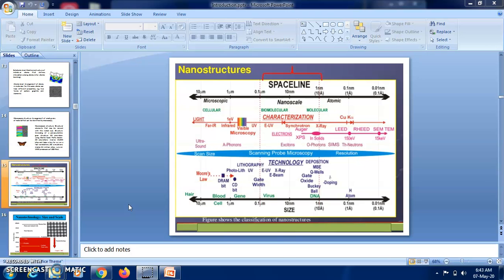In this slide you can see the first line showing the scale of the nanoscale. It shows 0.1 micrometer to 1 nanometer. The nanomaterial will be up to these parameters. After that, the characterization shows biomolecular to molecular characterization, and what things we can use to view this type of characterization.